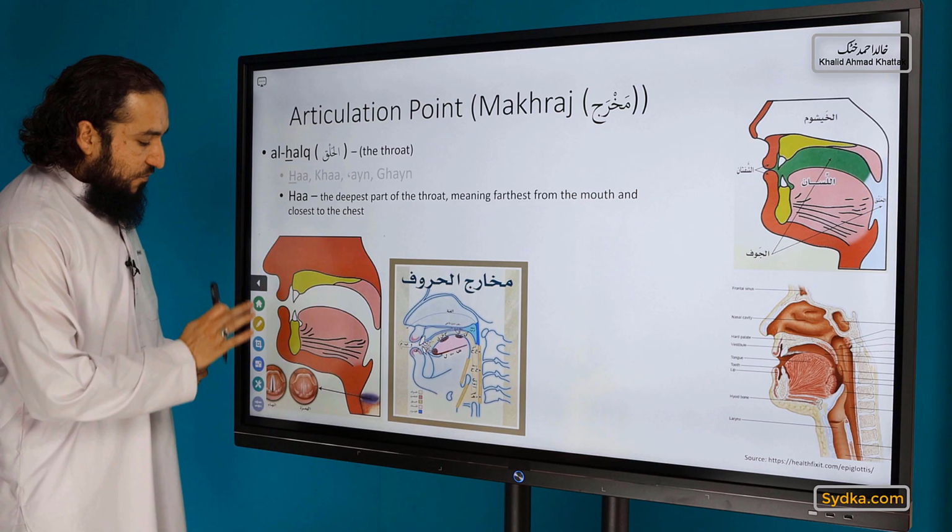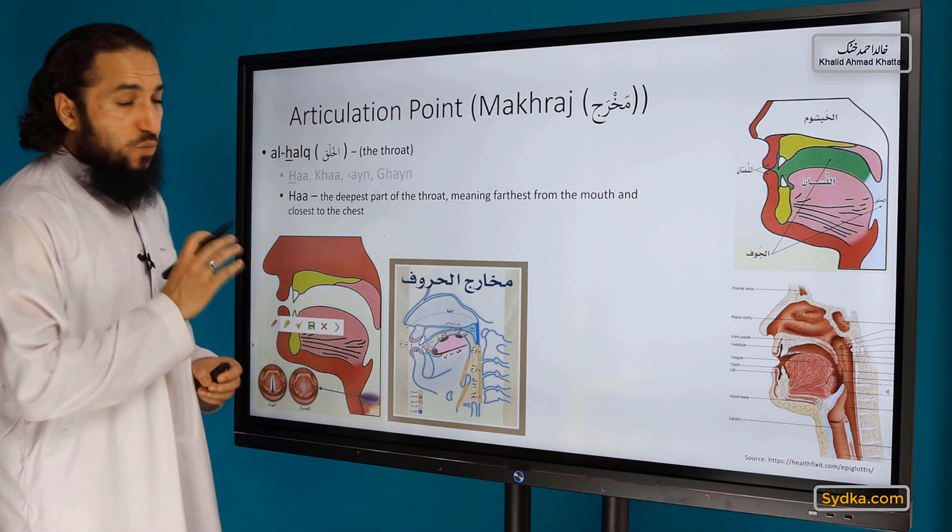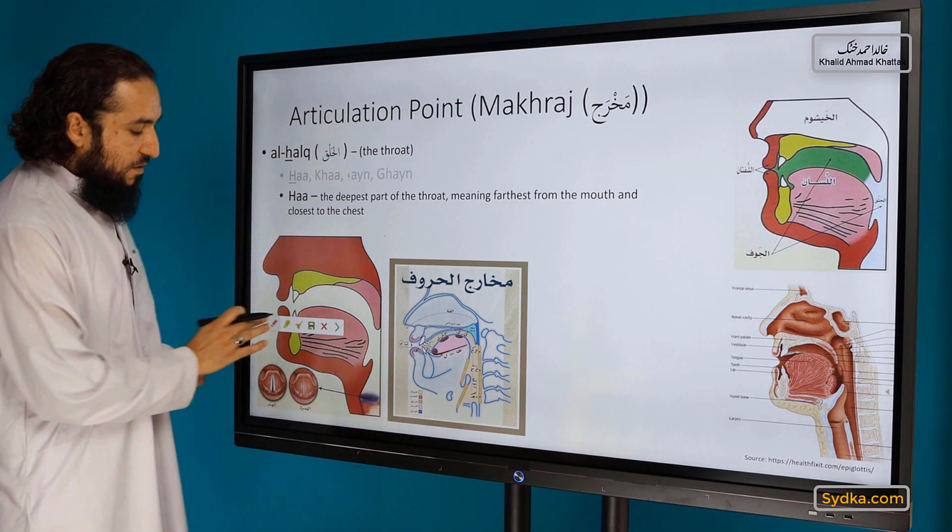The articulation point for Ha is the throat. It is one of the six throat letters.